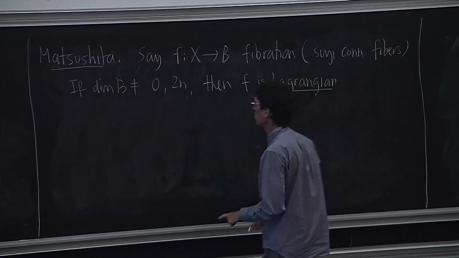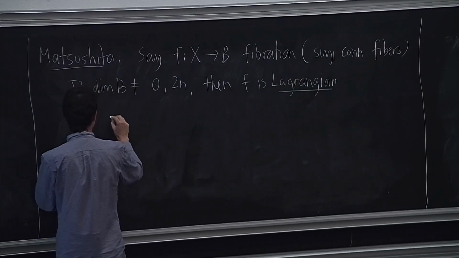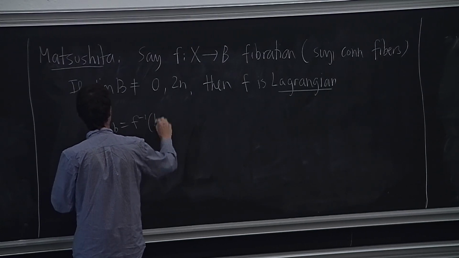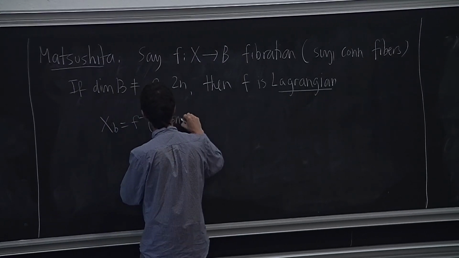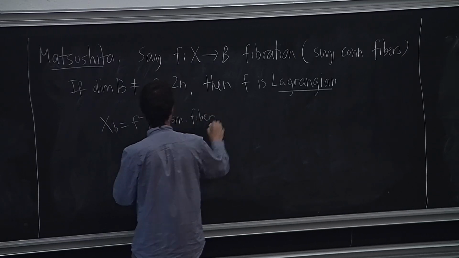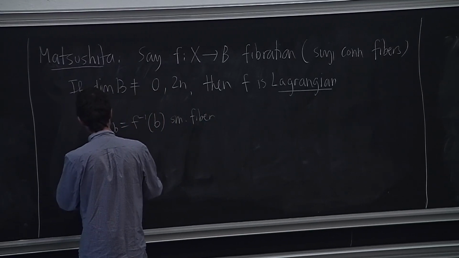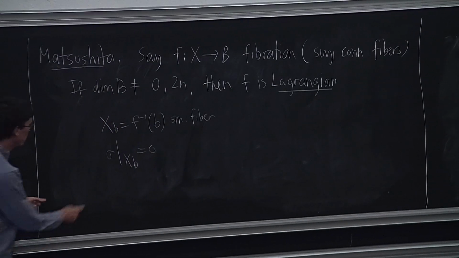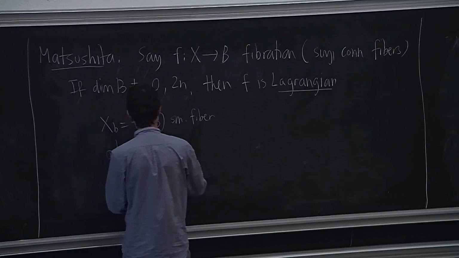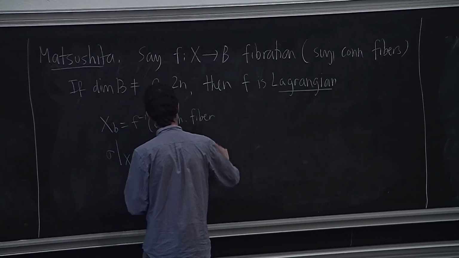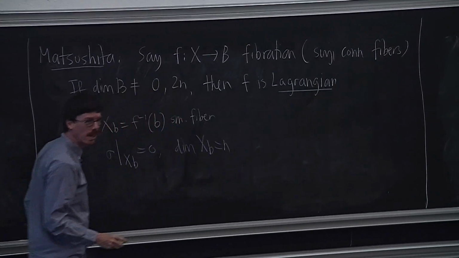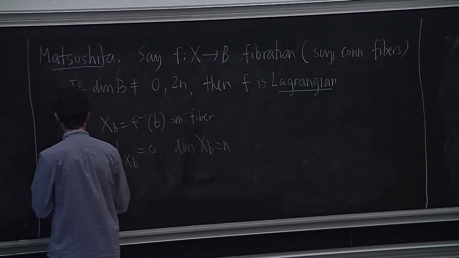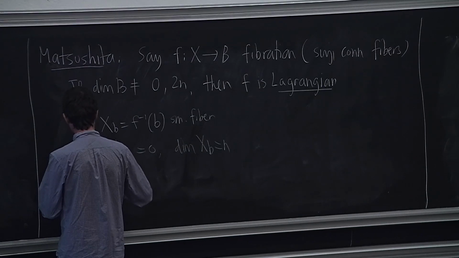A Lagrangian fibration. And so what this means is that if X_b is a smooth fiber, then sigma restricted to the smooth fibers is trivial. And also, they have maximal dimension. So the dimension of the fibers is n. OK, so the fibers are Lagrangian submanifolds. And then this, of course, implies that the dimension of B is equal to n.